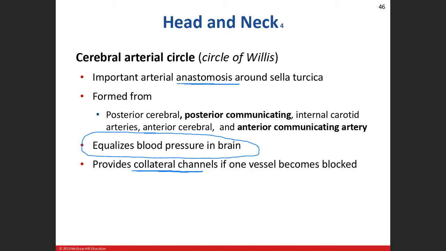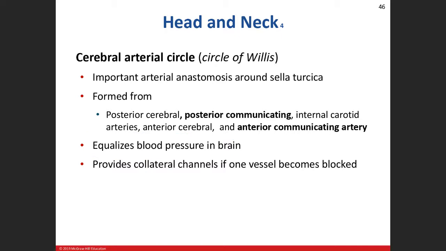So it's basically an anastomosis of these arteries. And it sits around the sphenoid bone and the occipital bone, which is, remember, the sella turcica, the Turkish saddle in which the pituitary gland sits. That's where we're going to find the circle of Willis.